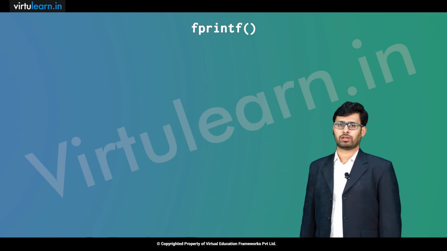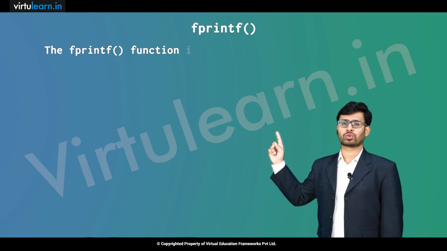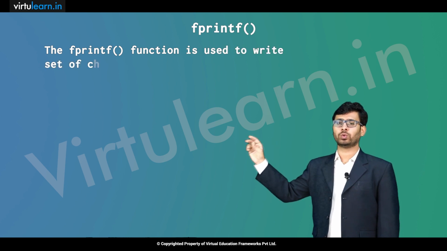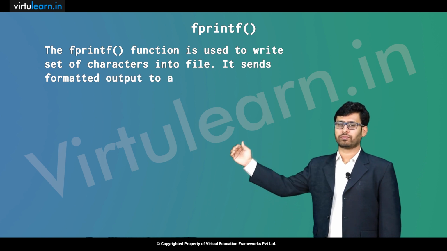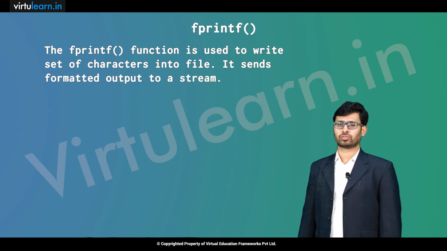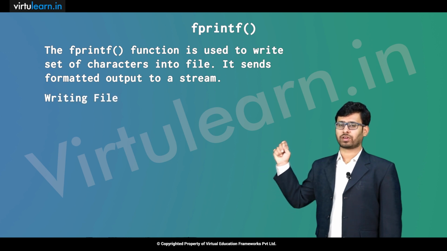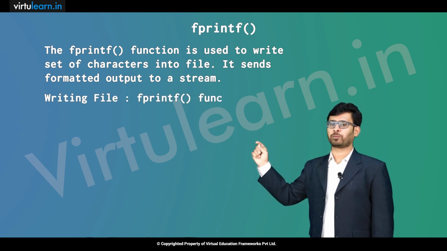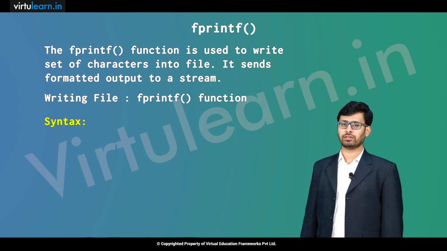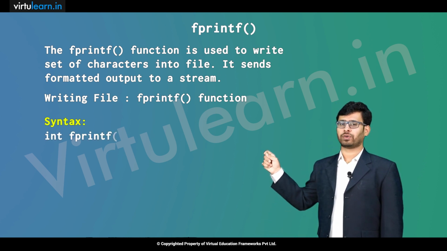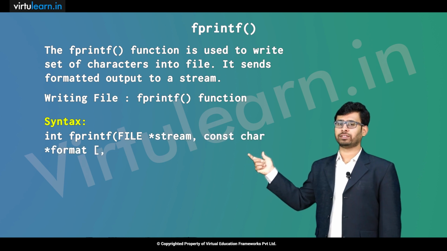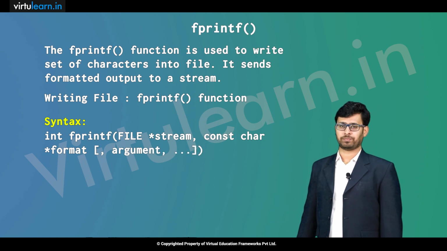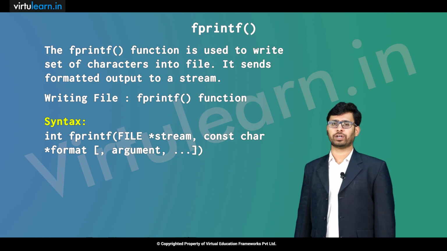fprintf. The fprintf function is used to write a set of characters into a file. It sends the formatted output to the file stream. So in order to write data onto a file, we need to use the fprintf function. The syntax is int fprintf, give the file stream followed by the constant character formats, and give the argument list followed by a semicolon. So this is how we are going to represent fprintf.